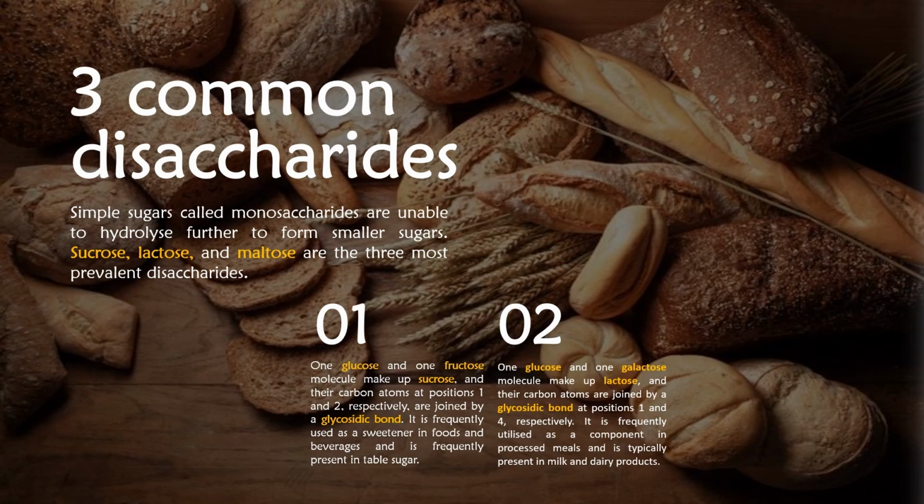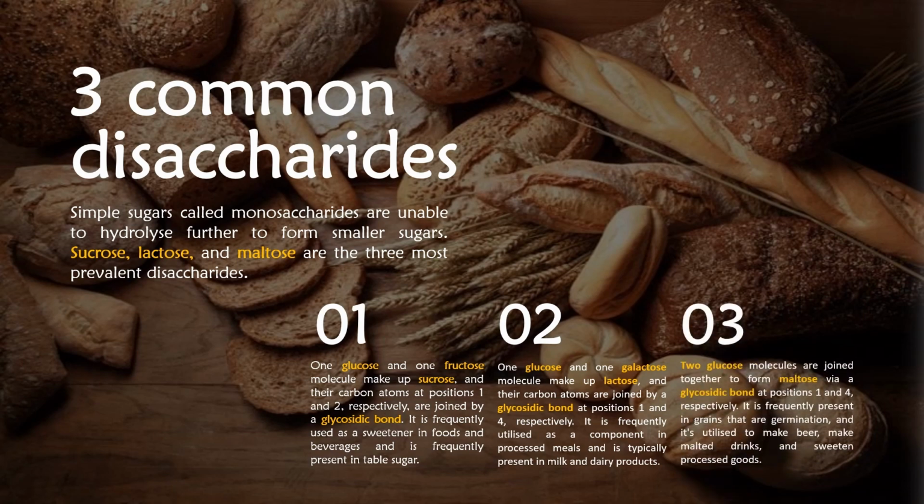One glucose and one galactose molecule make up lactose, and their carbon atoms are joined by a glycosidic bond at positions 1 and 4, respectively. It is typically present in milk and dairy products and is frequently utilized as a component in processed meals. Two glucose molecules are joined together to form maltose via a glycosidic bond at positions 1 and 4, respectively. It is frequently present in germinating grains, and it's utilized to make beer, make malted drinks, and sweeten processed goods.